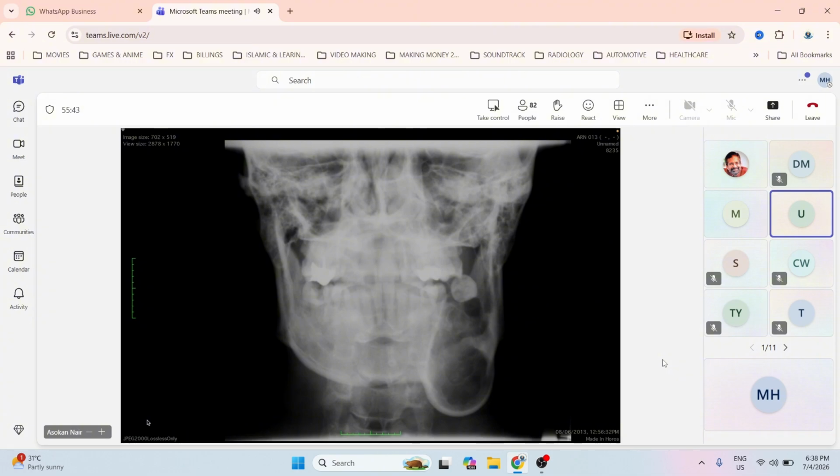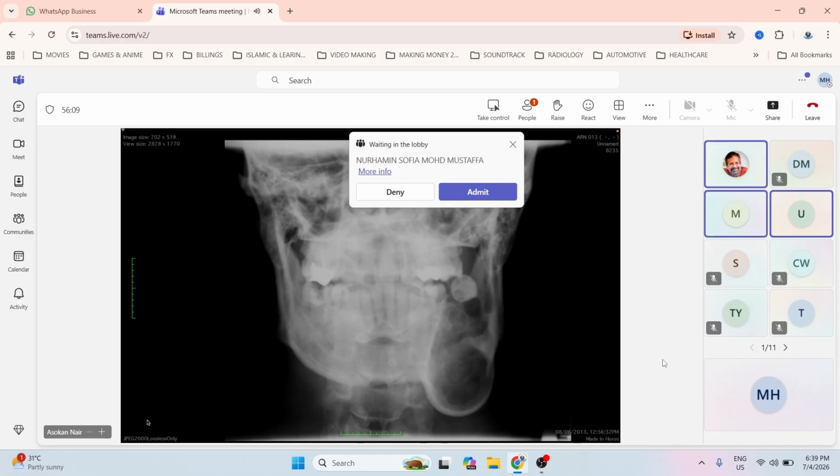Presented to me is the selected radiograph image of the lower face in anterior posterior position of a skeletally mature adult patient. I can see there is a well-defined lucent lesion seen at the left mandibular region. It has a sclerotic border with multiple internal septations within.